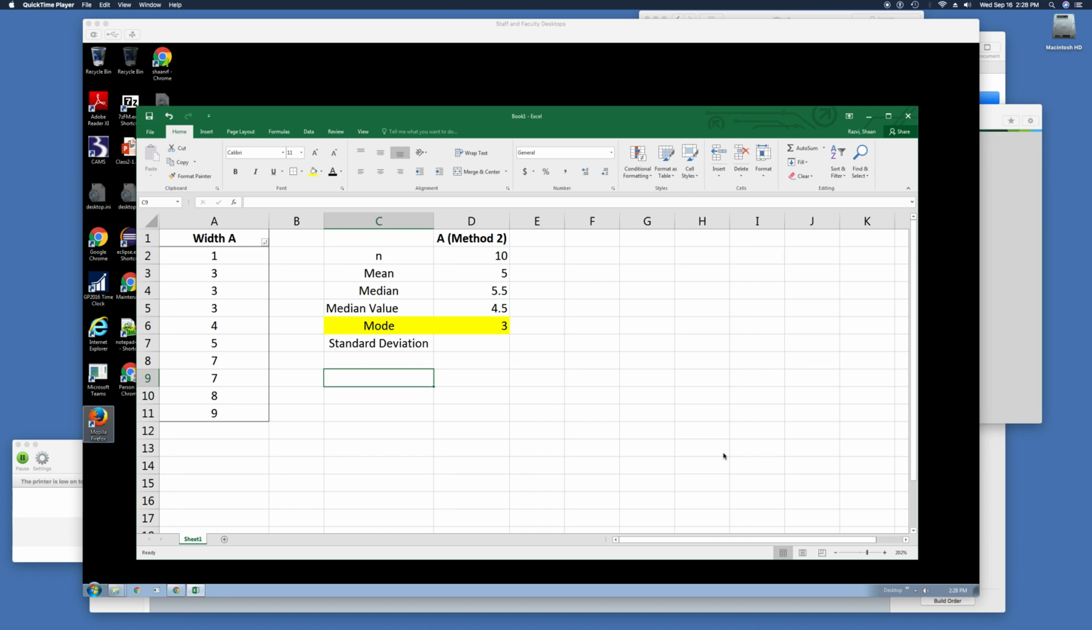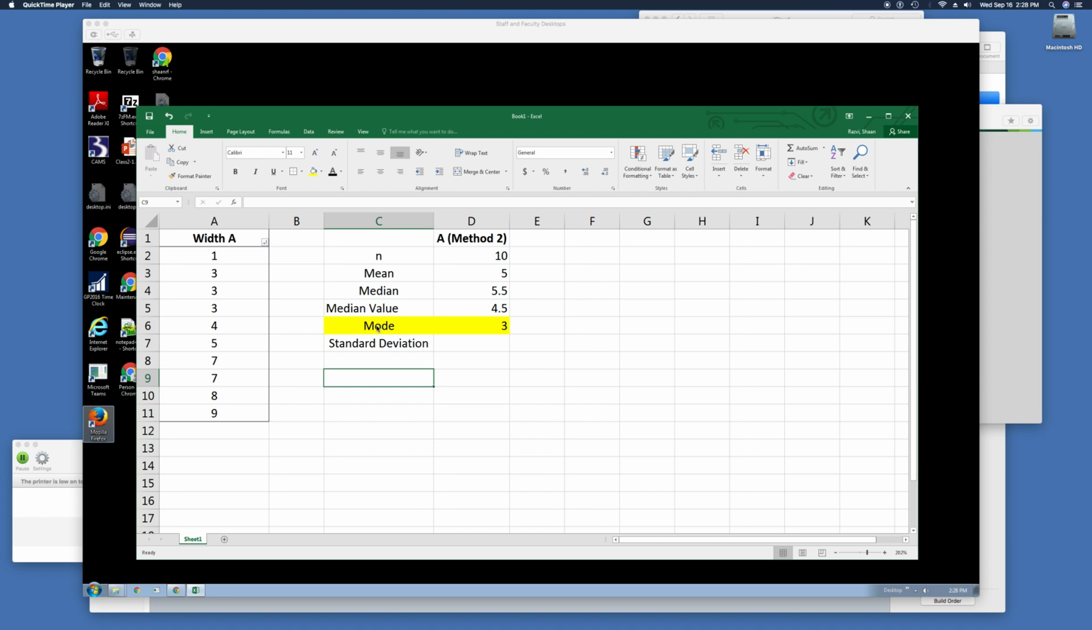So far we've looked at calculating the mean and the median, as well as the value of the median in our data set. And actually in the previous video, we had two data sets here. So I've removed the second data set just to keep things simple for this. So now we're going to look at mode.